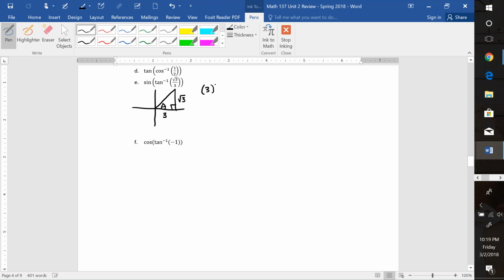So this is 3 squared plus the square root of 3 squared equals c squared. That's 9 plus 3 equals c squared, which is 12. That's going to be square root of 12, which is 4 times 3, so that's 2 square root of 3. Now I know that's a 30, 60, 90, but I don't even need to know that for this because I just want to know what sine of that theta is.